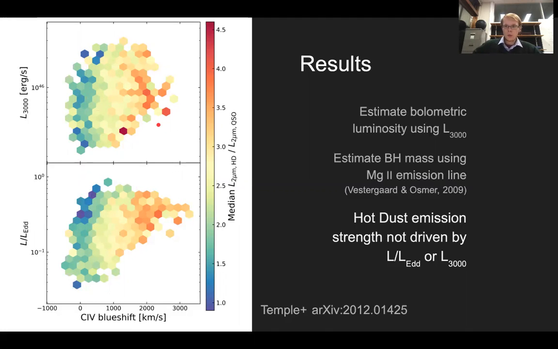And so this is telling us that whatever's driving the correlation between CIV and the hot dust strength is not the Eddington fraction directly or the luminosity directly, or indeed the black hole mass, where we see very similar results.